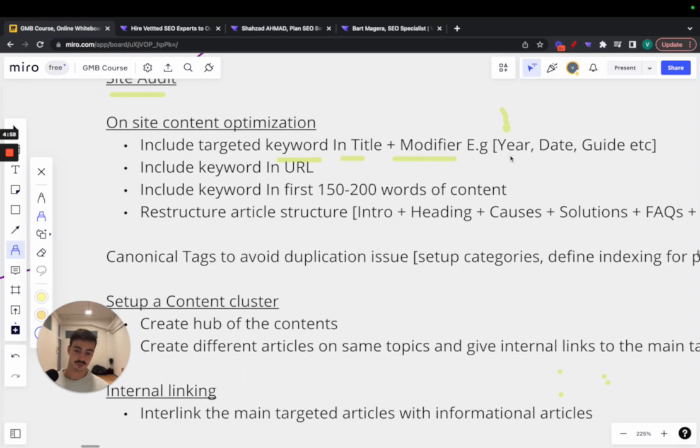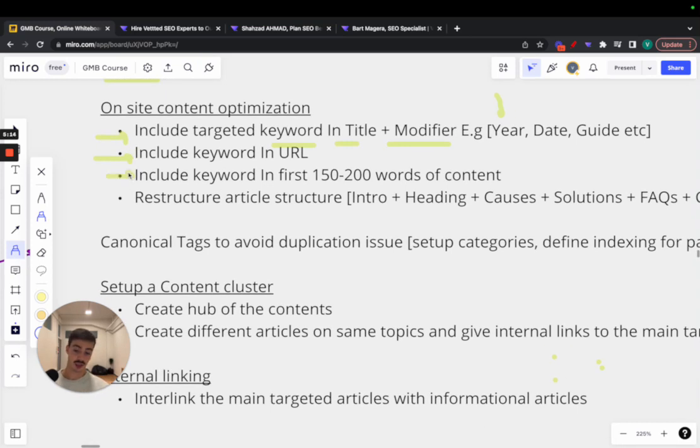That's a modifier. Then, of course, including the keyword in the URL. And these two will make your page more relevant, right? Having the keyword in the URL and having the keyword in the title of the article make the page and article more relevant for the user search. Then, including your keyword in the first paragraph of the content.